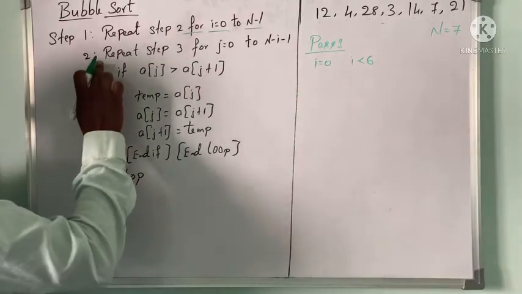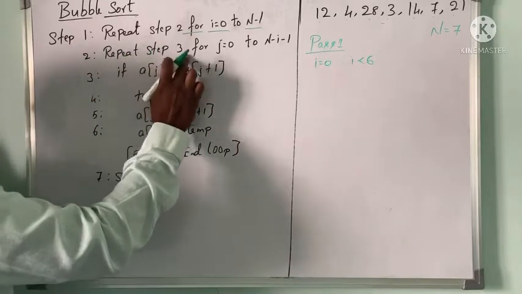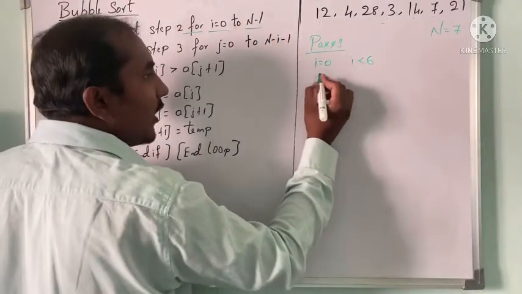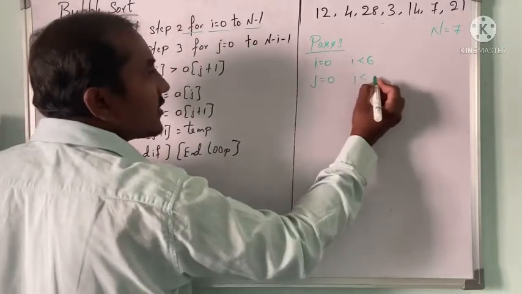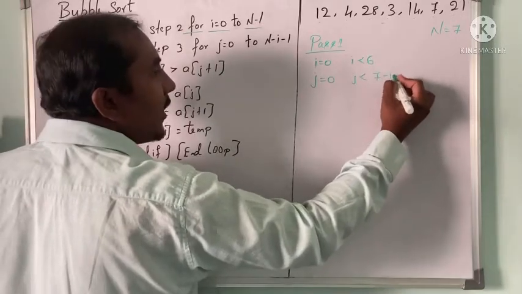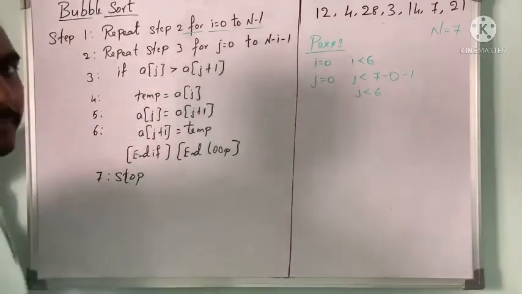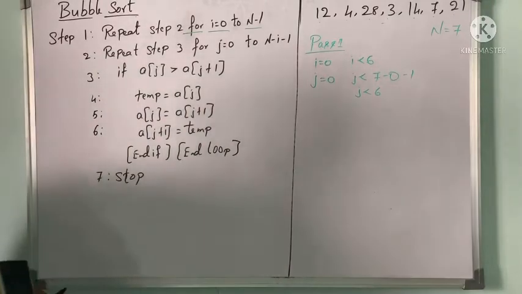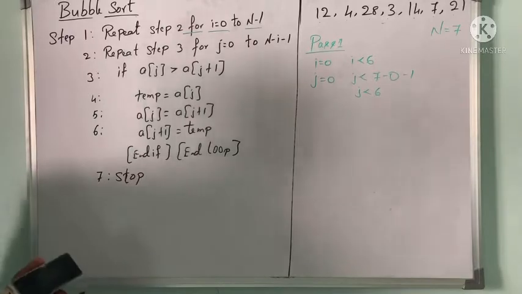Now in the second step, or second for loop, we have: repeat step 3 for j equals 0 to n minus i minus 1. So we take one more value, j equal to 0, and we continue until j is less than n minus i minus 1, that is 7 minus 0 minus 1, which is again j less than 6. Once that condition is true, we need to execute this if condition. So how is that done?